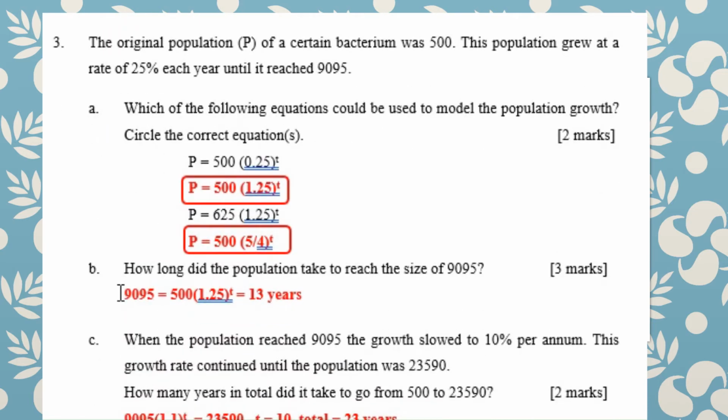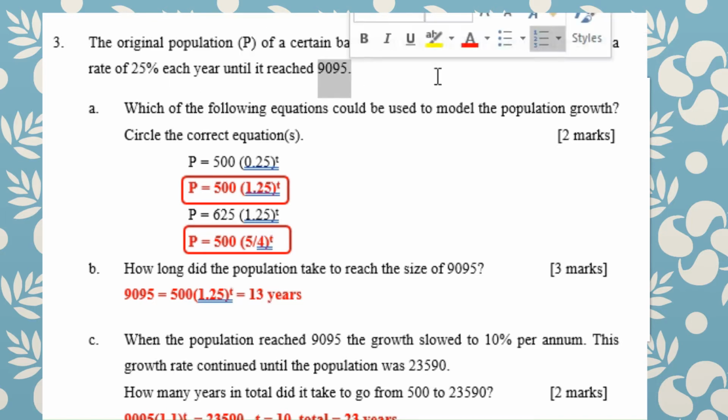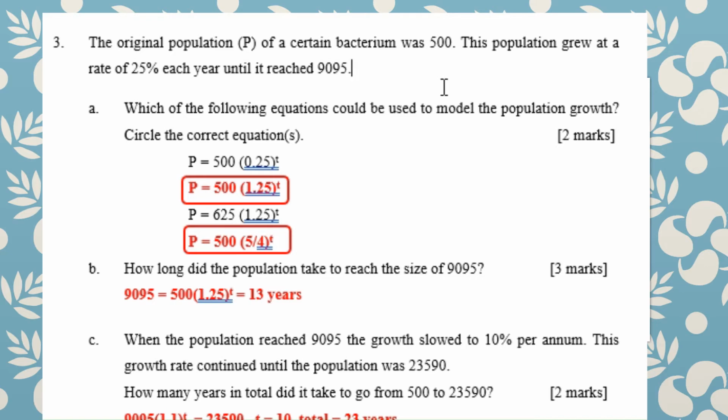Okay, so this is a chapter 5 question. The original population was 500. Whenever it's chapter 5, this should come to your head: y = k·a^x. This population grew. What does that tell you? This is a growth at 25% each year until it reached 9095. So meaning you know your a should be 1.25.